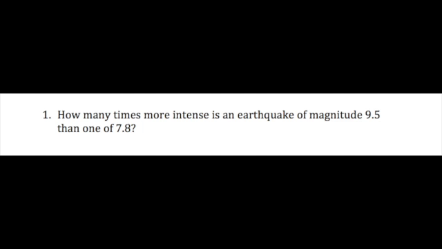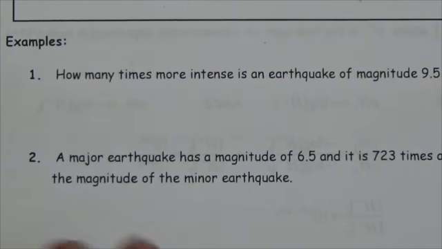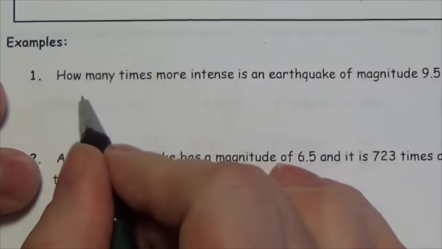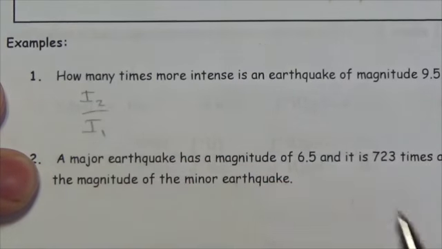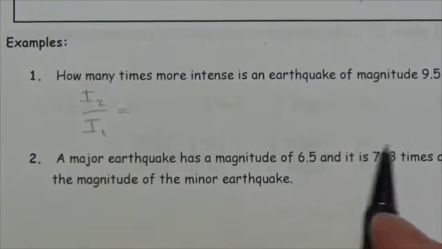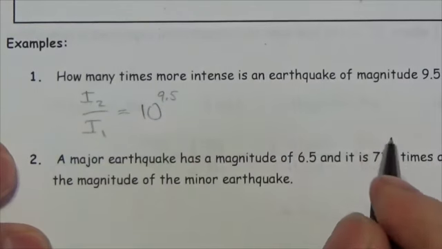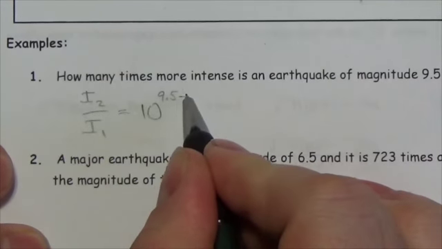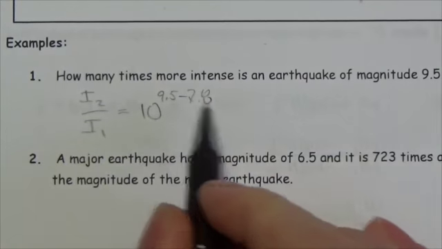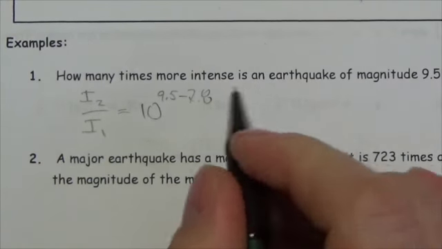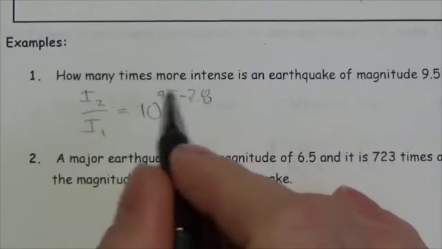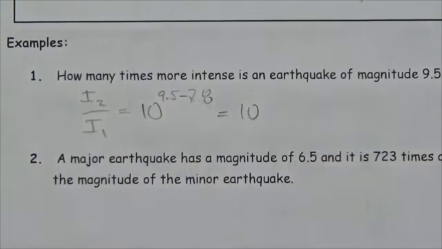How many times more intense is an earthquake of magnitude 9.5 than one of 7.8? So this first question here is just asking for the comparison of the two intensities. We are being asked what is I2 over I1. Now we're given the two magnitudes here. One earthquake has a magnitude of 9.5, and the other earthquake has a magnitude of 7.8. So we're going to find the difference between those, and so I2 over I1 is going to equal 10 to the power of that difference, which is, well, what is 9.5 minus 7.8?